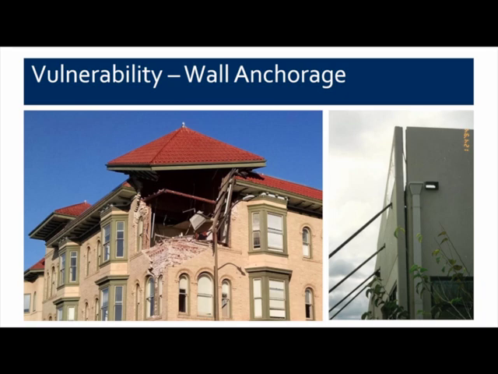On the right-hand side, you see the beginning of the same behavior in a concrete tilt-up building, where the concrete panel is starting to tilt away from the roof. It's lost the wall-to-roof connection, and it's only because they were able to get temporary bracing in that panel has not fallen off.